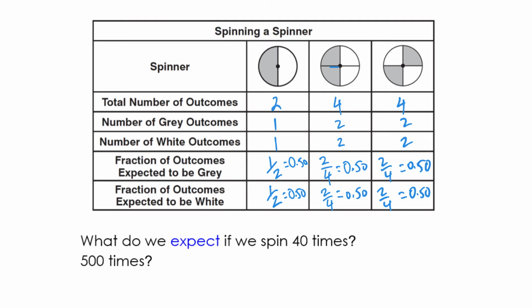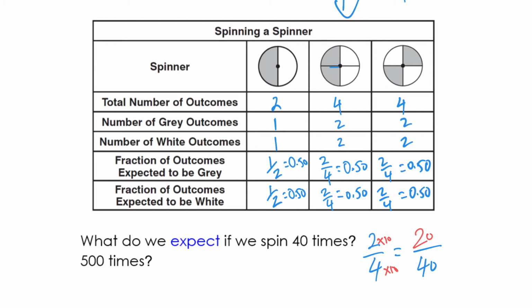So what do we expect if we spin the spinner 40 times? Let's just use this middle one here. It doesn't matter which one we use. And let's focus on gray. So 2 out of 4 would be gray. And if we were to do it 40 times, you would have to multiply this by 10, that by 10. You should get gray 20 times. You should also get white 20 times.